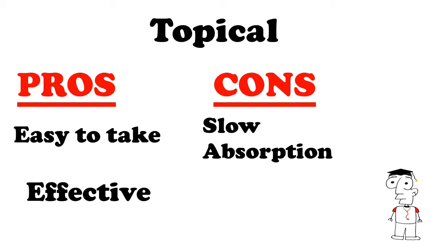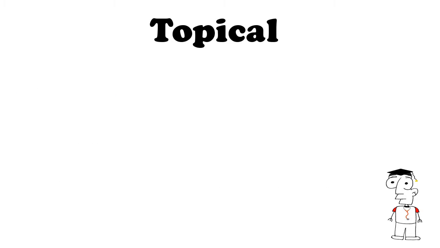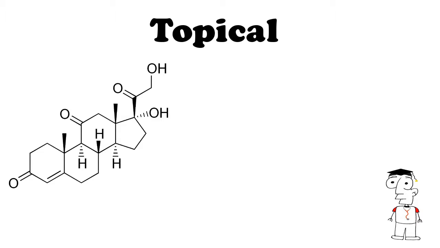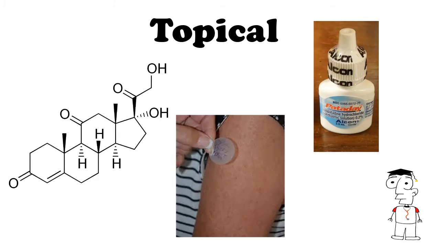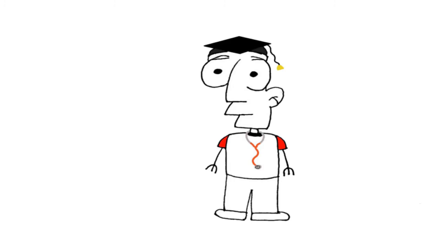Cons are slow absorption, and few medications can actually be absorbed through the skin. This only means that there's not very many medications that have a topical version. Some examples include cortisone creams, eye drops, nitro patches, and fentanyl patches. The delivery method may vary from patient to patient and needs to be determined on a case-by-case scenario.